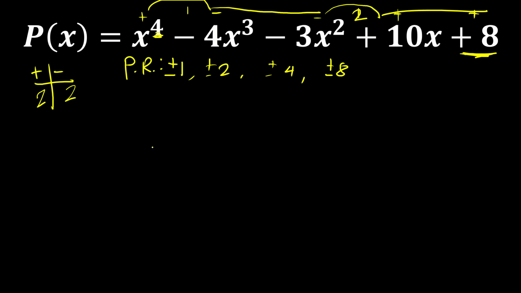Again, grade 10. Synthetic division tayo, trial and error. So start mo muna tayo with somewhere in the middle. Try natin kunwari si positive 2. List down natin yung coefficients. So, 1, negative 4, negative 3, positive 10, 8.